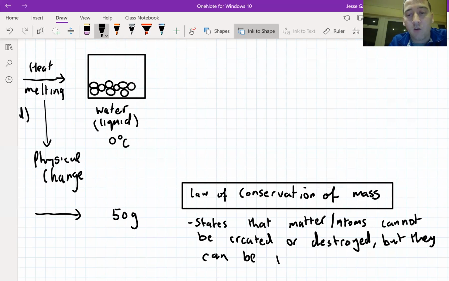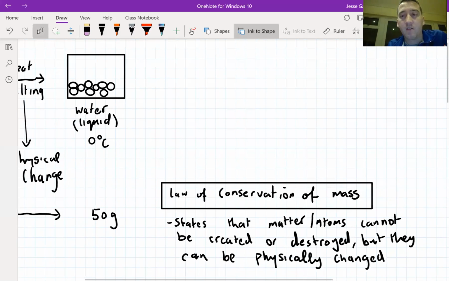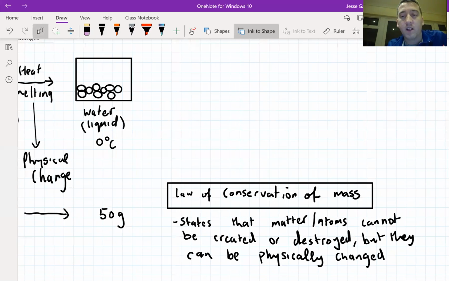So, for example, they can go from a solid to a liquid, or from a liquid to a gas. So they can be physically changed, but this does not change the amount of particles. This is the law of conservation of mass, and it's a really important rule in chemistry. What I'm going to get you to do, guys, is take that down for me now. So pause the video and take down that definition of the law of conservation of mass.